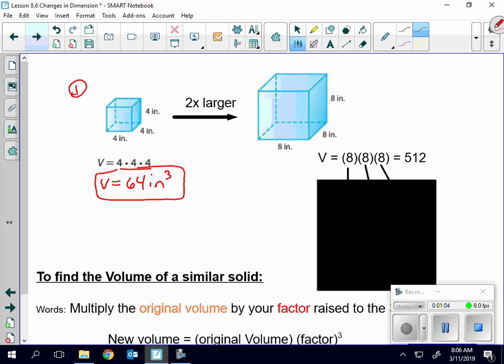Now, if we're going to enlarge it by a scale factor of 2, that means every dimension is 2 times larger. So if we're calling this the length, well, it went from 4 to 8 because it's 2 times larger. So every dimension gets multiplied by 2. If that's the length, we'll call this the width, right? The width goes from 4 to 8, just multiply it by 2, and the height also gets multiplied by 2. So we're not going to just multiply the original volume times 2. Let's look and see. Let's do this first.